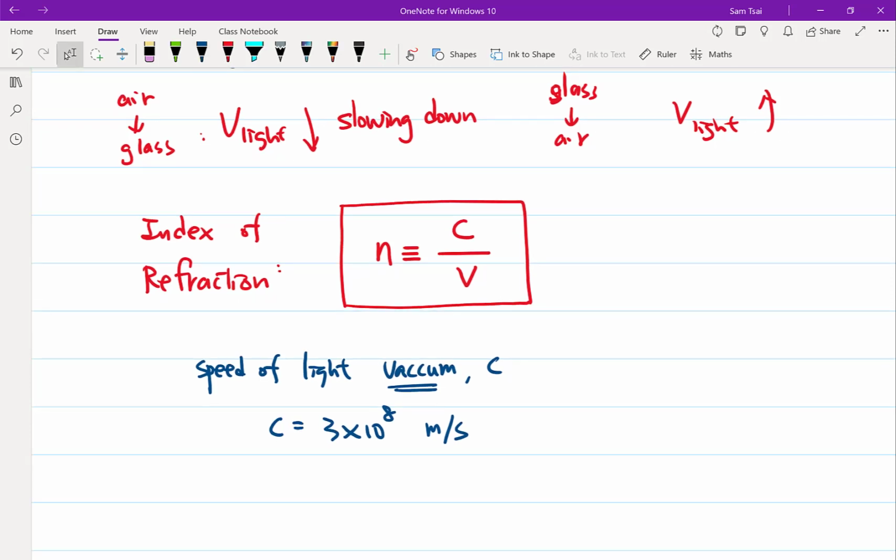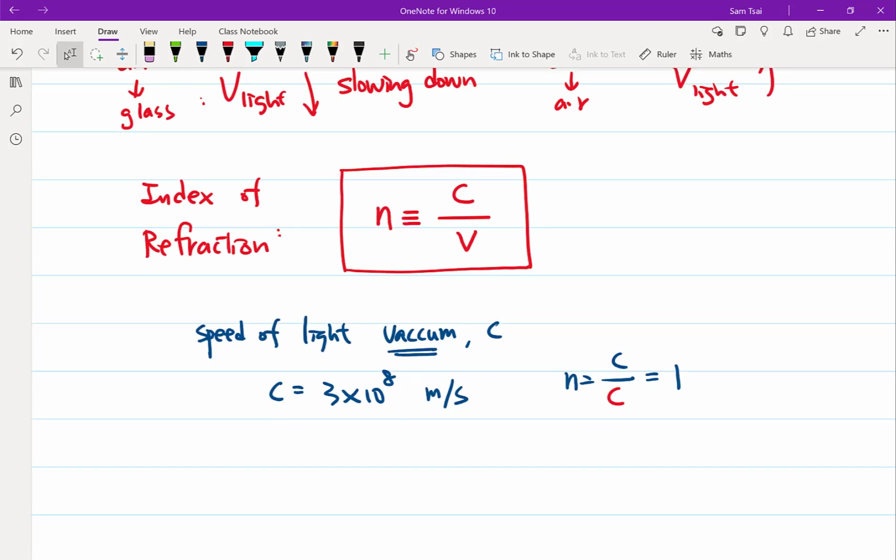If we apply the definition, n will be c over v. In vacuum, of course, the number is 1. Easy. So there is no unit for refractive index. Now the speed in air is very similar to vacuum. n is 1.0008, but we normally treat it as 1. Air is similar to vacuum.